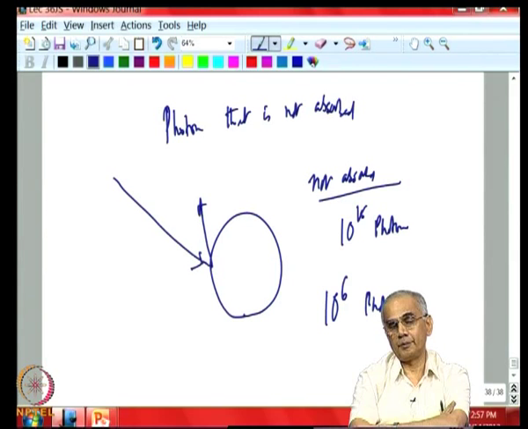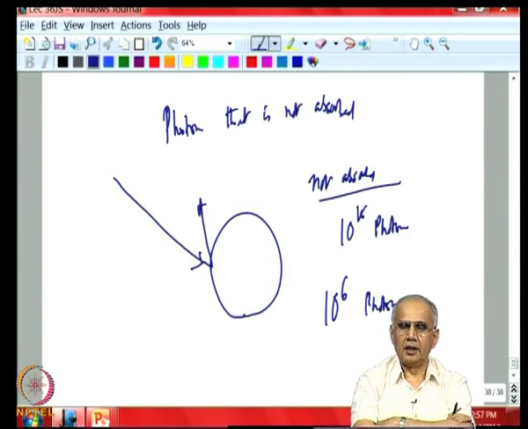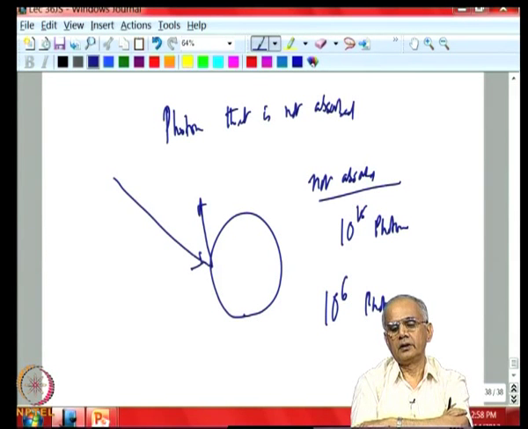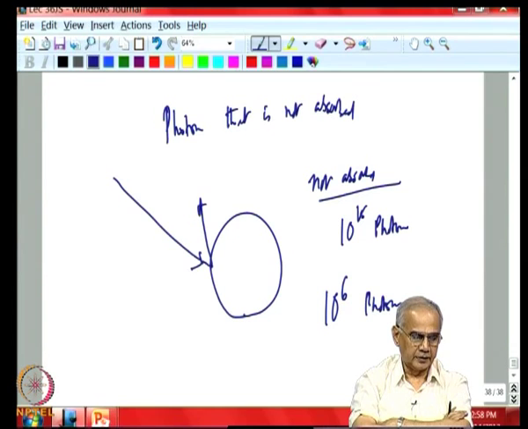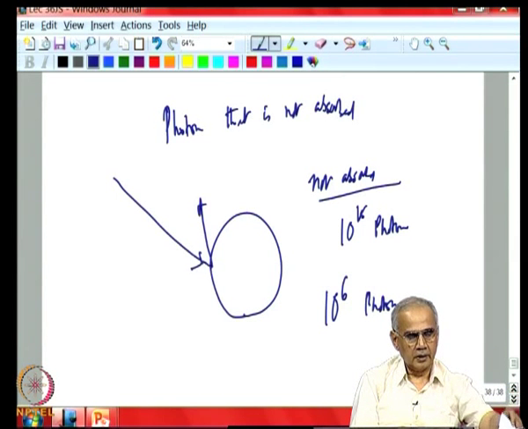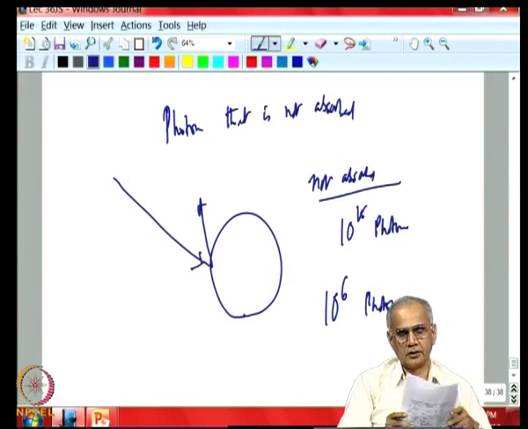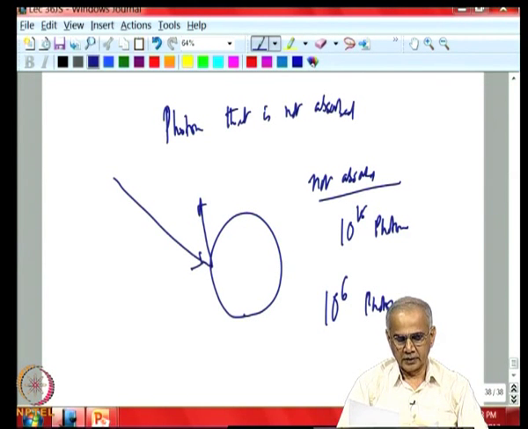So, although it is desirable that we release 10 to the power 15 photons, it is not necessary, because after a certain number of photons the results will stabilize and you may get the requisite accuracy after doing a million photons with a truly reliable random number generator. So, that is the message that we have to take from various examples that we have seen in the literature.